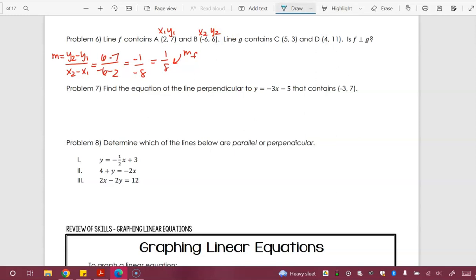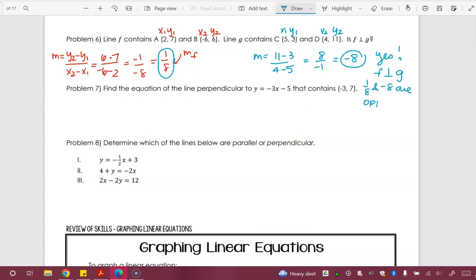And then for G, I get x1, y1, x2, y2. 11 minus 3 over 4 minus 5. I get 8 over -1, which is -8. So looking at these slopes, 1/8 and -8, we can say yes, F is perpendicular to G because 1/8 and -8 are opposite reciprocals. If you flip them, remember every whole number is over 1. They're opposites, right? 1 over 8, 8 over 1, one's positive, one's negative, so they're opposites.